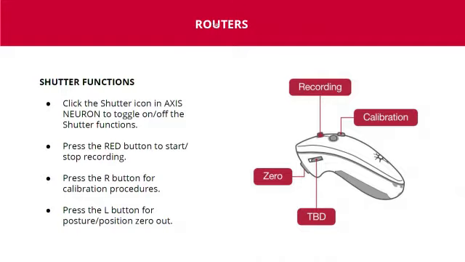In the shutter's function here, we have the description of what the buttons are. You have recording, calibration, and zero. This is in your quick start manual. In the shutter's functions, you can toggle different functions. You can press the button to start recording, you can do the calibration poses, and press the L button for the posture zero out pose. Those are the three major functions that in most cases require you to touch the keyboard, and now with the shutter you can do this remotely. No need to go to your computer to do that.